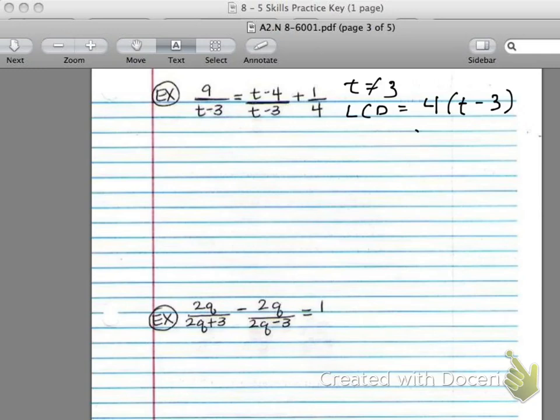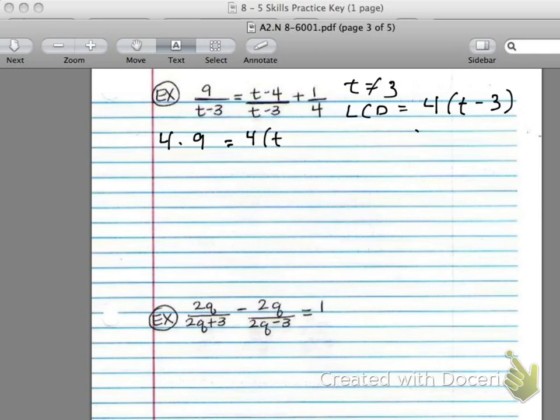Now we're going to shortcut this a little bit. We're going to multiply by the LCD. If you are not a mental math person, this is fine. We're just doing this for time purposes. If I multiply this through, this is going to cancel, leaving me with what on top? 9 times 4. So I'm going to have 4 times 9 on top equals what?